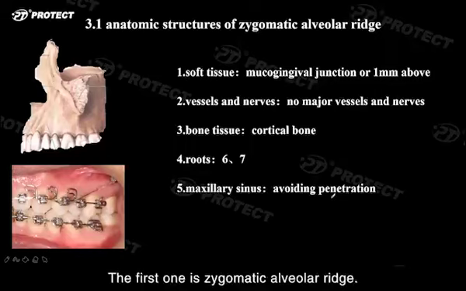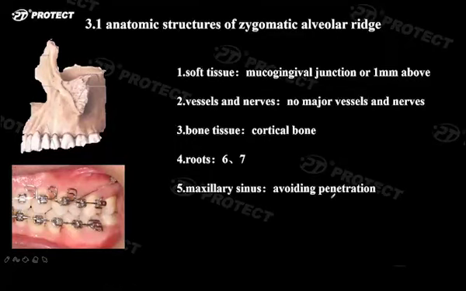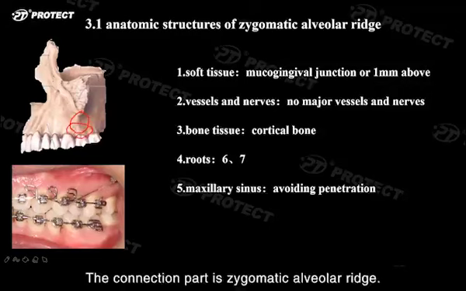The first one is zygomatic oval ridge. The anatomic structure is reviewed at first. It lies on this part. This is zygoma, and this is maxilla. The connection part is zygomatic oval ridge.